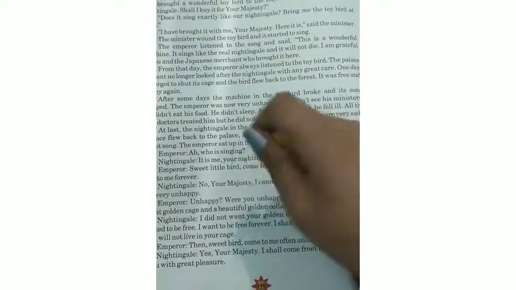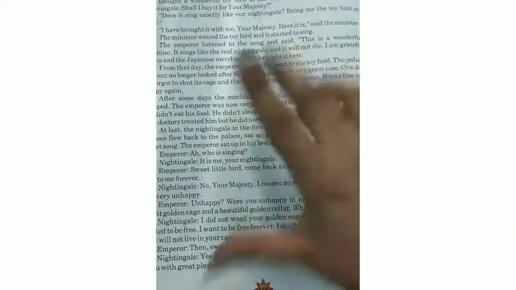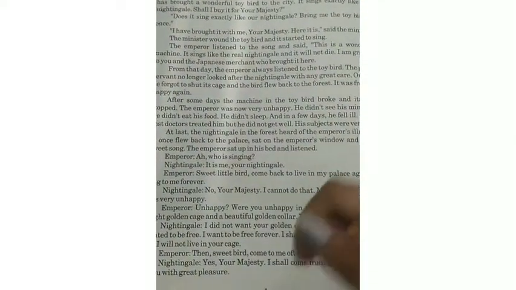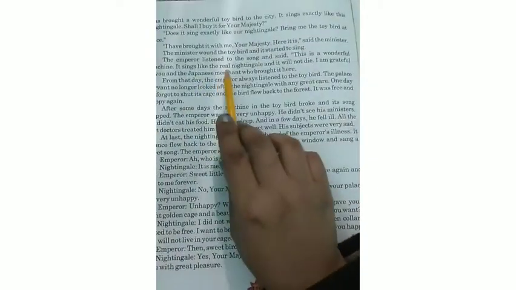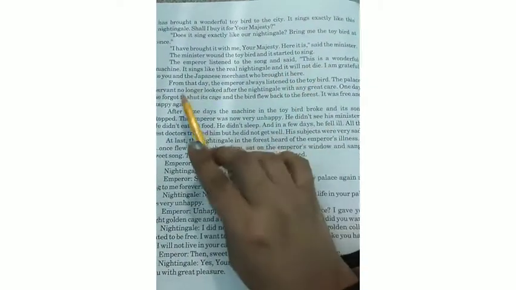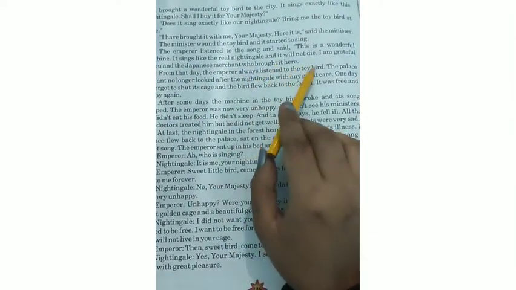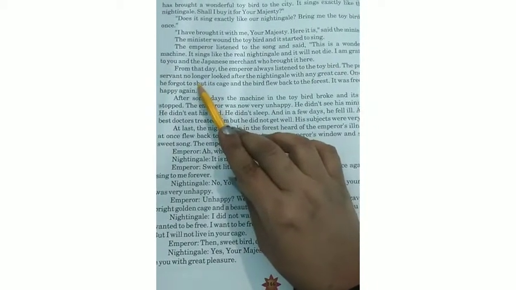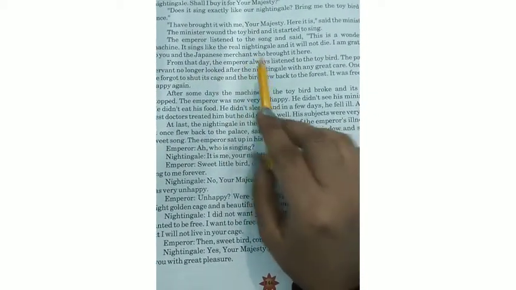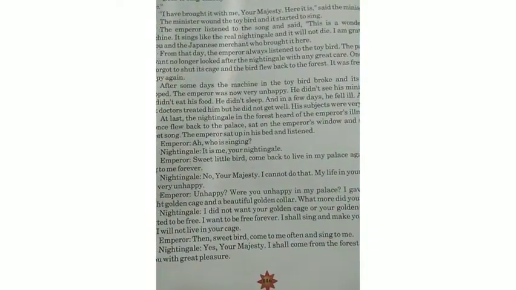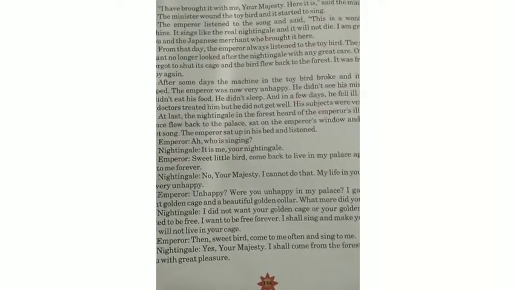That means you have seen many toys which have a key. We have to put a key to the toy and it starts moving. Similarly, the toy bird was there. So the minister gave the key to the toy bird and it started to sing. The emperor listened to the song and said, this is a wonderful machine. It sings like the real nightingale and it will not die. I am grateful to you and the Japanese merchant who brought it here. Now the king was happy, like, yes, this toy bird will never die and I will keep this in my palace.